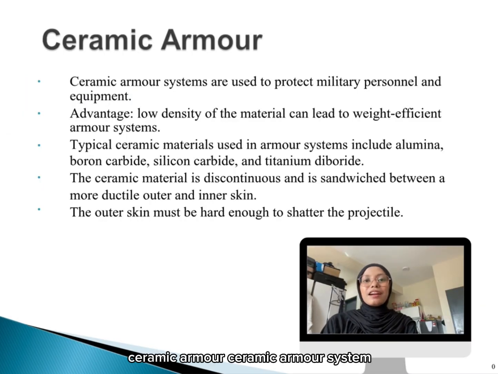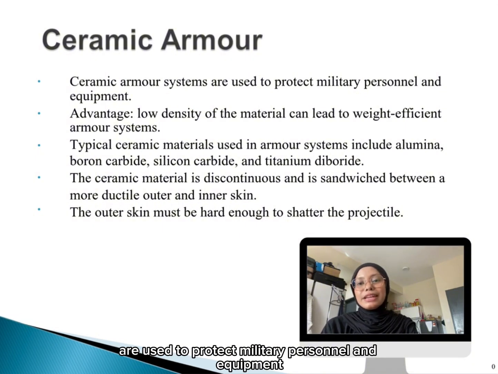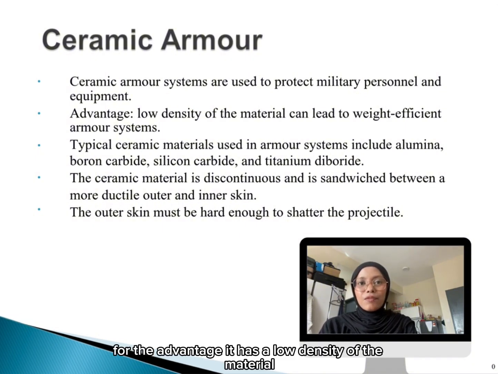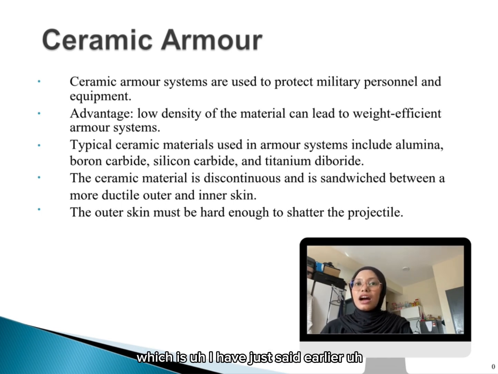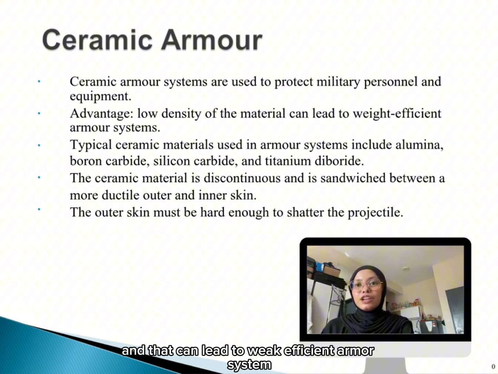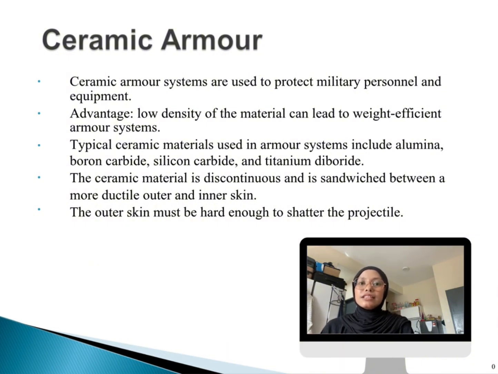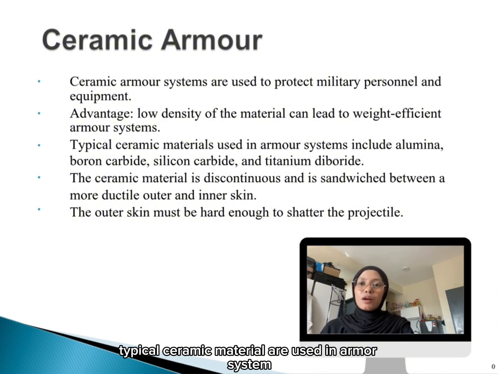Ceramic armor systems are used to protect military personnel and equipment. For the advantage, it has a low density of the material, which I have just said earlier, and that can lead to a weight-efficient armor system. Typical ceramic materials used in armor systems include alumina, boron carbide, silicon carbide, and titanium diboride.